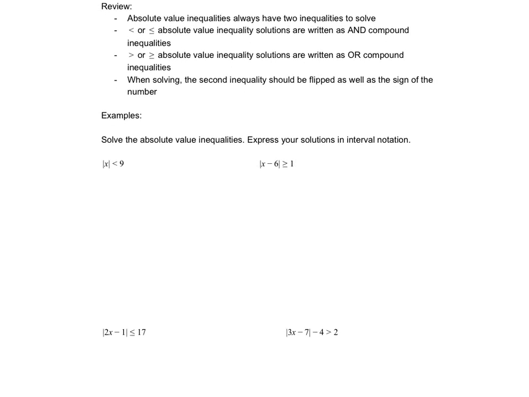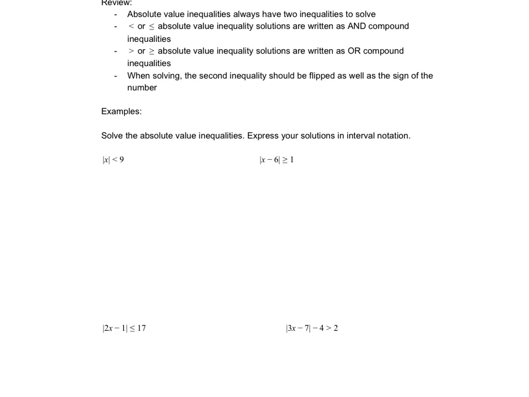So let's take a look at our first example. We have the absolute value of x is less than 9. Similar to an absolute value equation, our first inequality is going to be solved by just dropping the absolute value. So x can be less than 9. When we set up our second solution, we have to flip the inequality, so x greater than, and then we flip the sign, so negative 9.